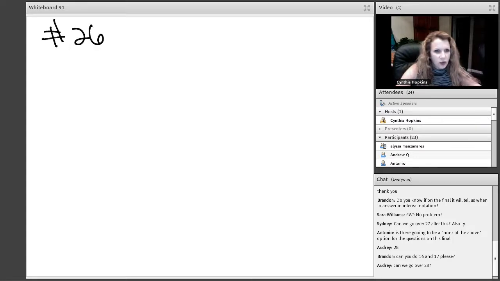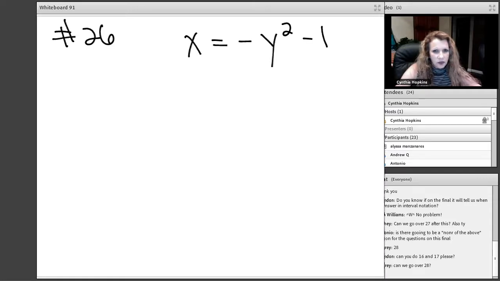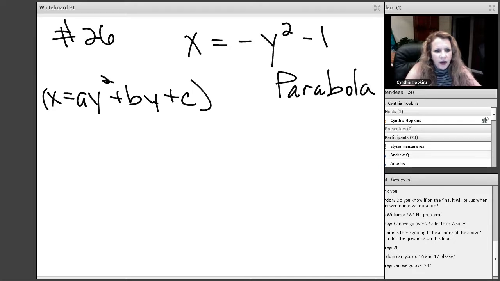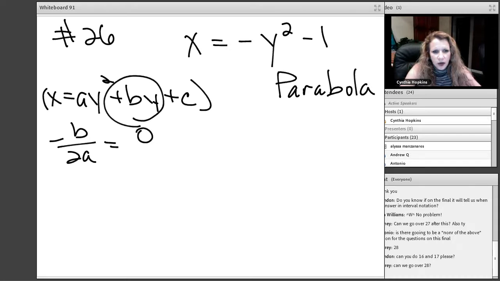26 asks us to graph x equals negative y squared minus 1. So you should recognize this from our last chapter. The x is not squared, but the y is squared. So this is in the form x equals ay squared plus by plus c. So that's a parabola. And since it's in standard form, I know that I need to have memorized negative b over 2a. Well, there is no by term, so that means my b is 0. Technically, it would be over negative 2, but that still equals 0.